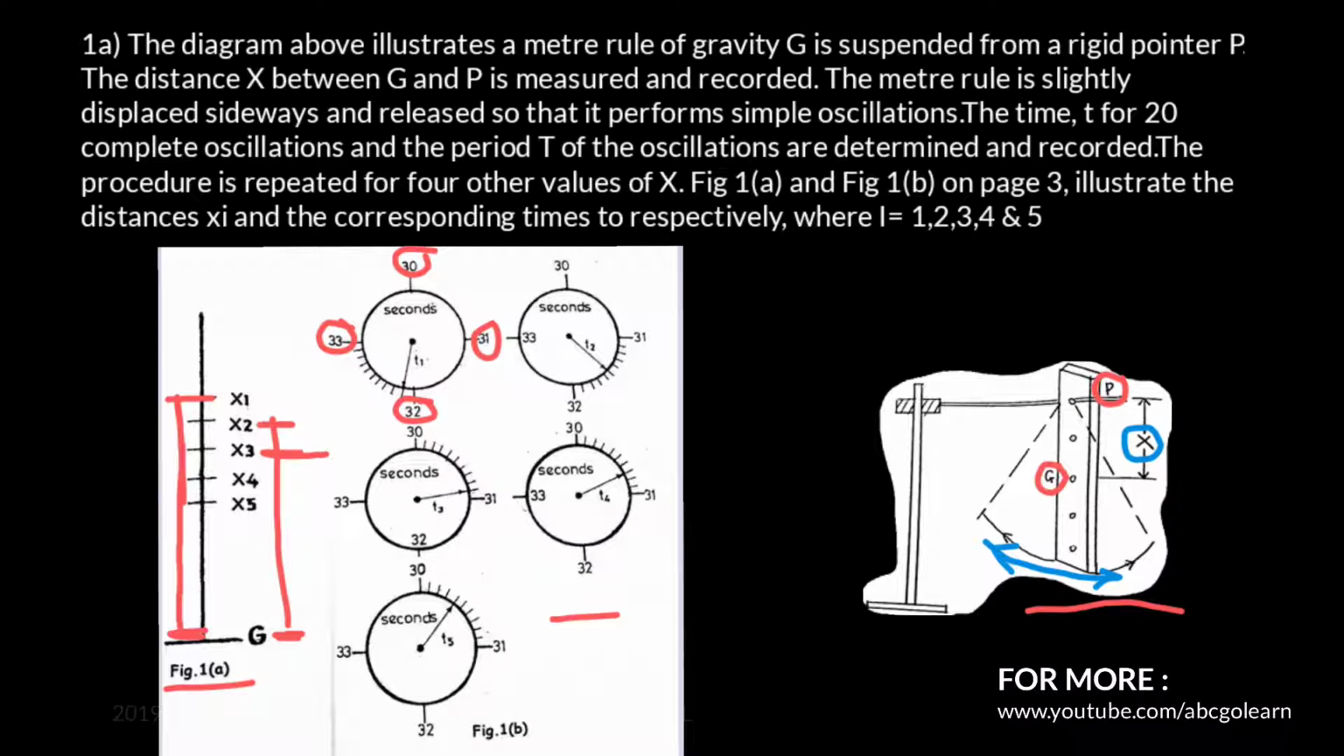So the value of this T1 is 32.1. Do you understand? Don't worry, we'll still talk more about that. So let's go back to the question.